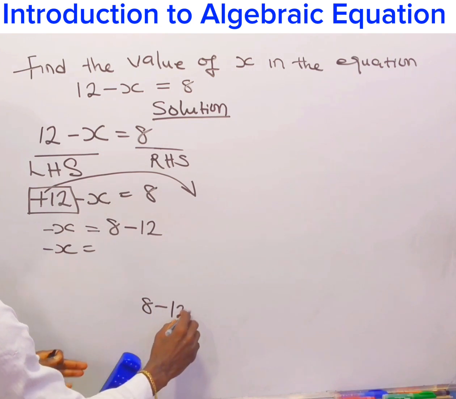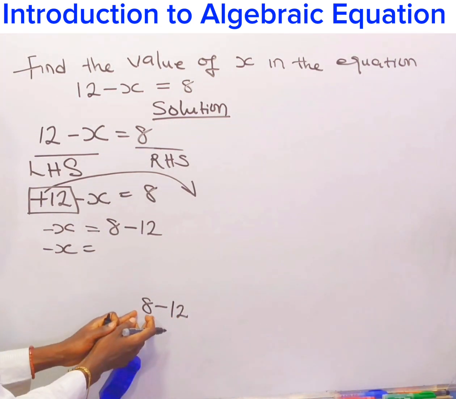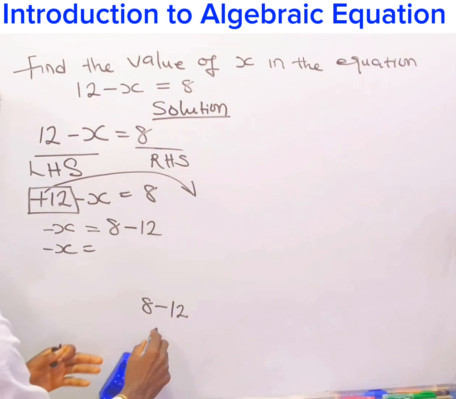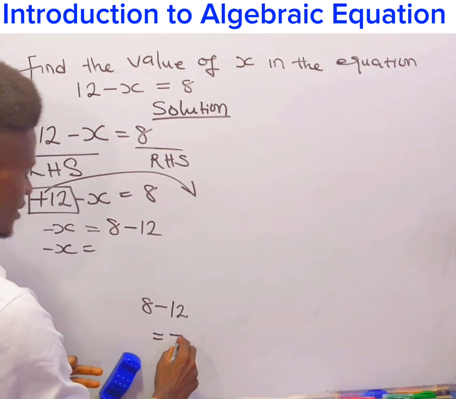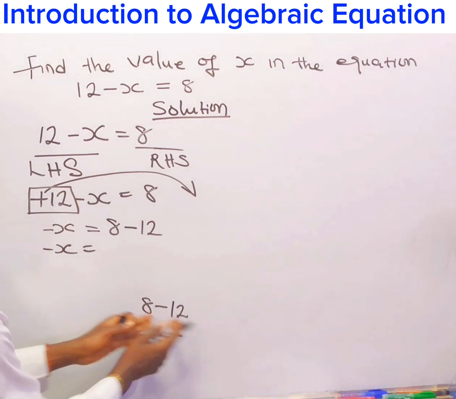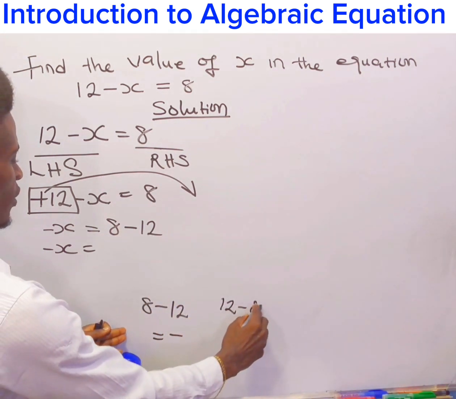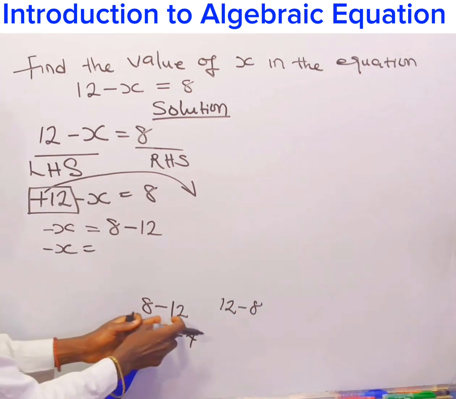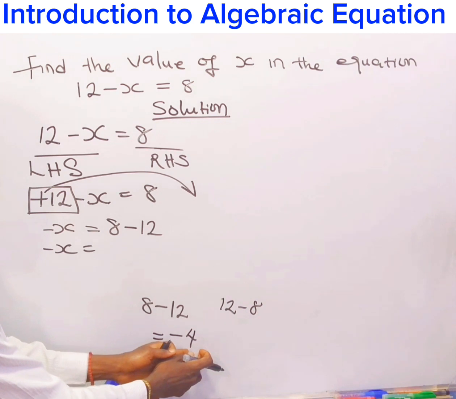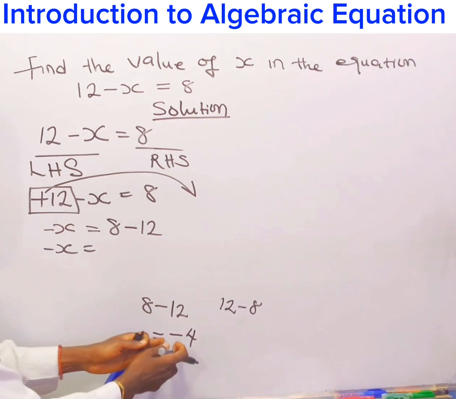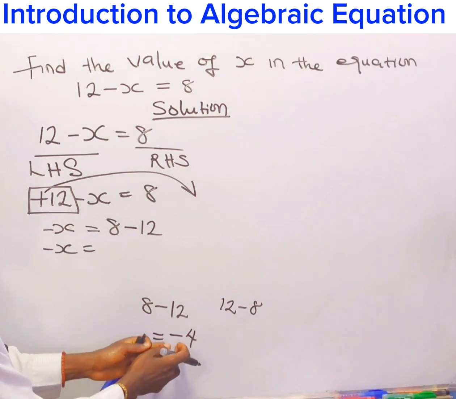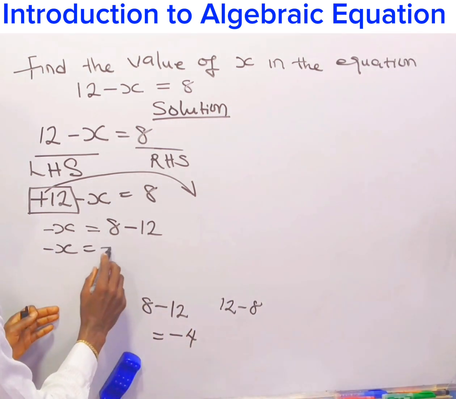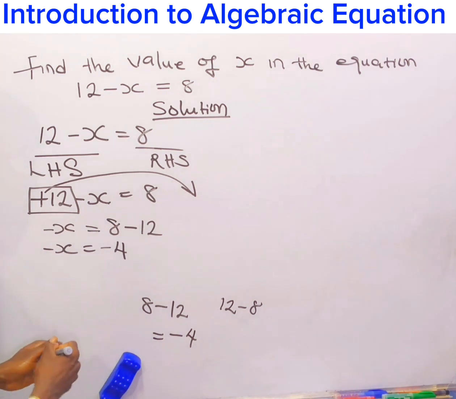8 minus 12. We can't take 12 away from 8. So since it's impossible, we say our answer will be negative. Now we'll do the inverse of 8 minus 12, which is 12 minus 8. 12 minus 8 is 4. So 8 minus 12, the answer is -4. Since we can't take 12 from 8, the result will be the inverse of 8 minus 12, which is 12 minus 8, to give us -4. So we have here -4.